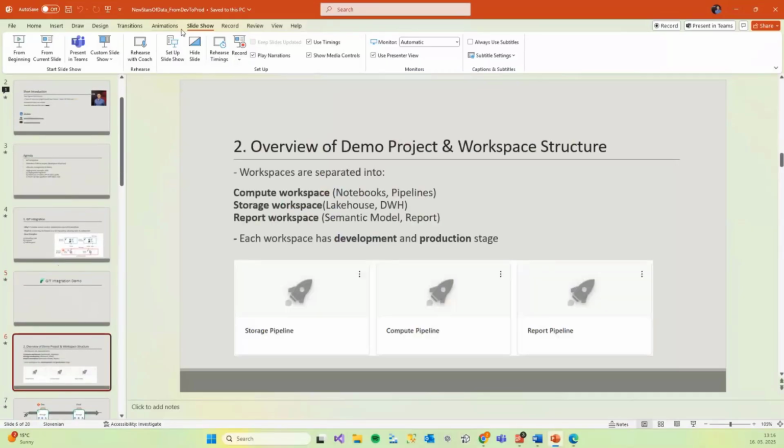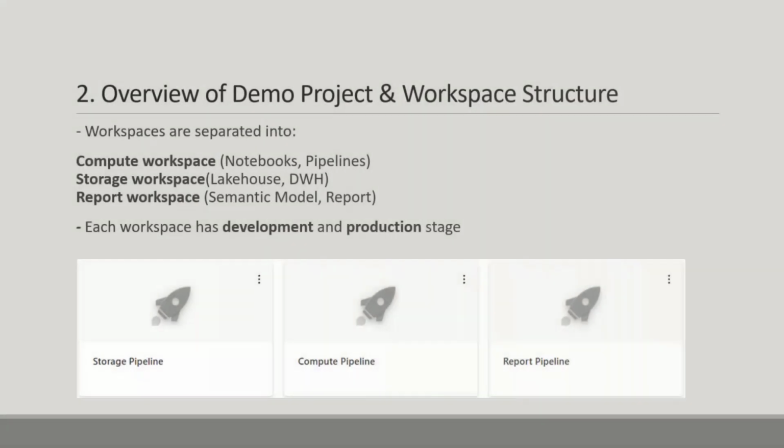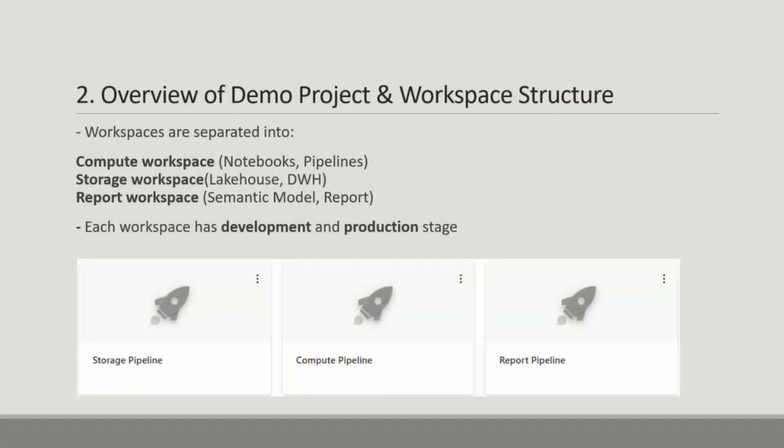And now let's have an overview of the demo project and workspace structure. For this session, my demo project is built around NBA games data. It's a practical data set that helps demonstrate real-world deployment and data lifecycle scenarios in Microsoft Fabric. The data source I'm using is a publicly available API called the Ball Don't Lie API, and this API provides data for basketball games in the NBA.